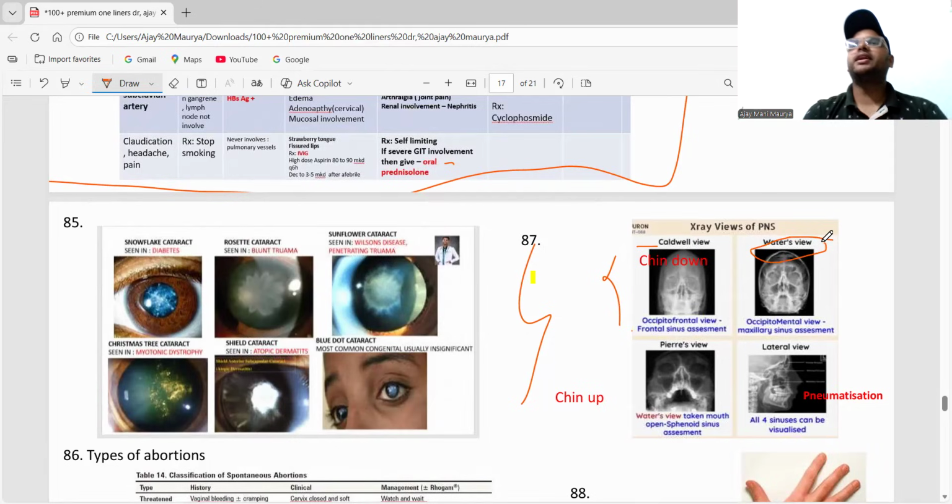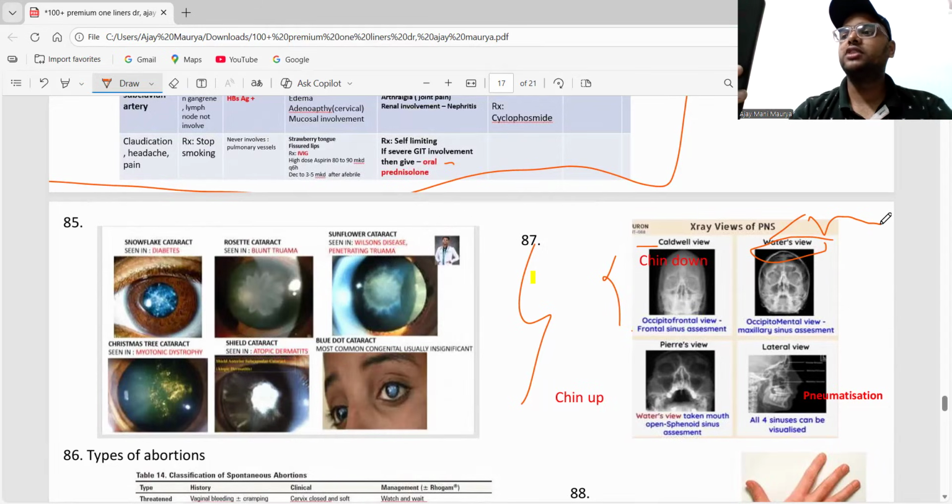Waters view. The Waters view is for the chin up, to see the maxillary sinus assessment. See, the W reversed will become M, which is maxillary. This is the maxillary sinus. It will become maxillary sinus. Okay, so now maxillary sinuses.